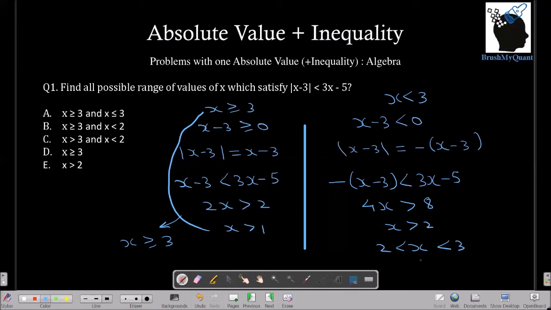If you don't remember how to solve this, I've also put a link of inequality problems in the description of this video. So you can go through that and understand this in a bit more detail. So our final answer will be, since x is greater than 2 and less than 3 and greater than or equal to 3, our final answer will be x is greater than 2, which is nothing but option number E.